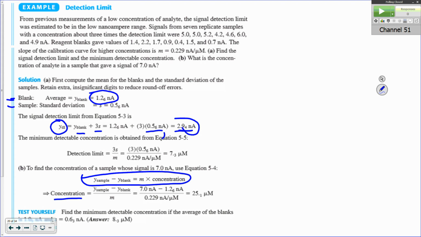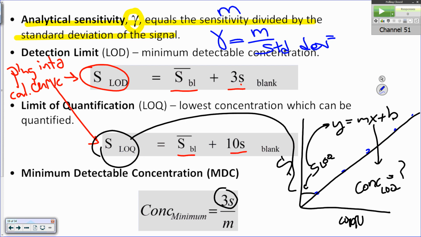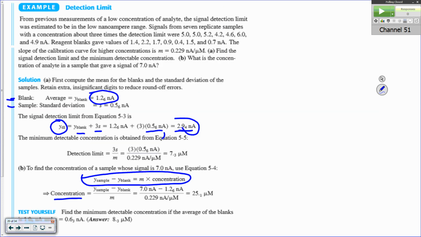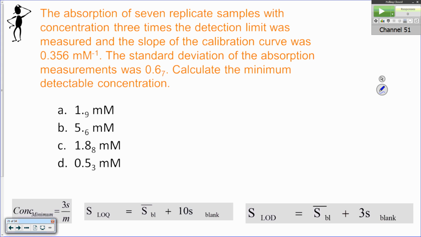And they did this to find the minimum detectable concentration, which was the one we did back here: 3 times the standard deviation divided by the slope of the calibration curve. Typically, for this one the units are going to cancel out directly, so you just put in 3 times the standard deviation for your data set and divide it by your slope. Typically, your units cancel so that you get a molar concentration. So that one's a more direct calculation. Okay, which takes you where to, once you work on this one.